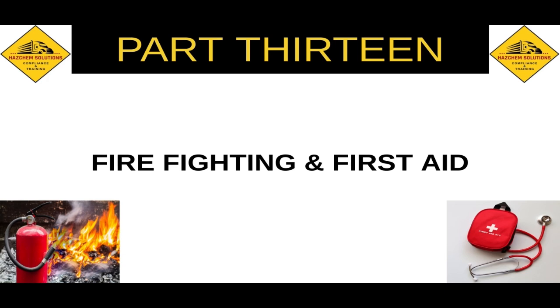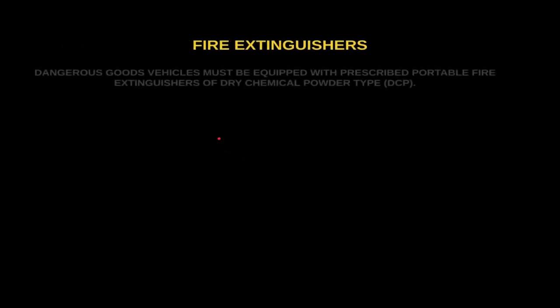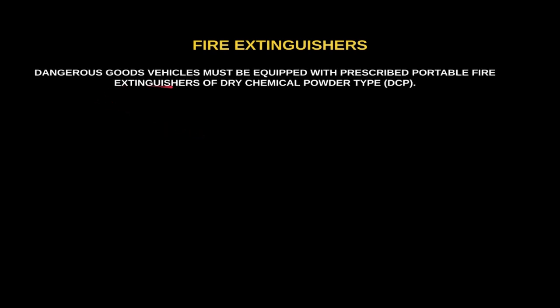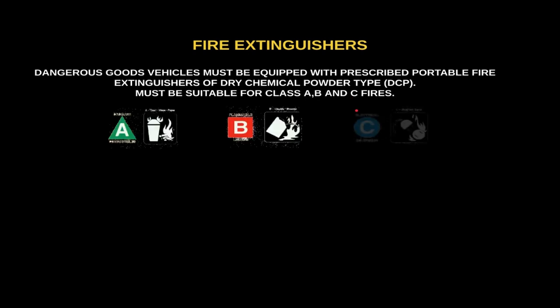The last chapter is part 13. This is our basic firefighting and first aid. So let's see what they say here. Your fire extinguishers. So dangerous goods vehicles must be equipped with the prescribed portable fire extinguishers of dry chemical powder type. This is called DCP for short. So they must be suitable for Class A, Class B, and Class C fires. So we'll go through the different classes shortly.